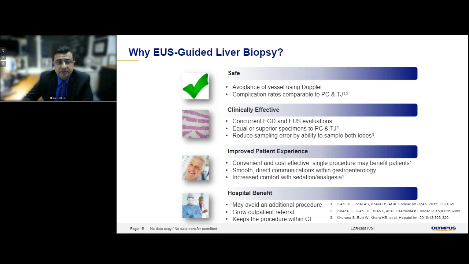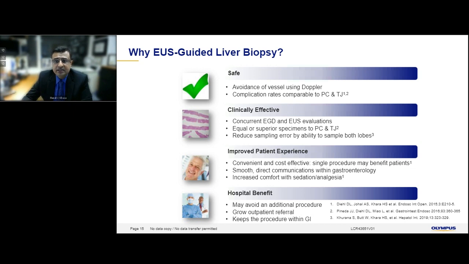It's, of course, an improved patient experience. They don't have to wake up and lay on their side for an extended period of time. The recovery is just the same as an endoscopic procedure. So it's convenient, and it's cost-effective, as I just mentioned, because it could be a single procedure encompassing their endoscopic ultrasound or endoscopy with a liver biopsy. It's smooth and direct communication within our own division, so we can communicate with our hepatology colleagues. The scheduling is easy because it's all part of one division. And also the action on it based on what the biopsy results show, there is nothing lost in translation. It obviously offers the increased comfort of sedation and analgesia.